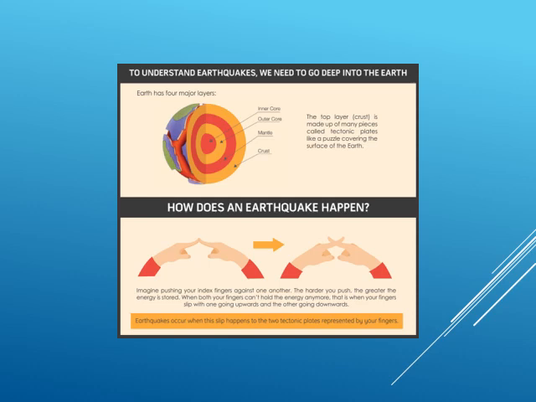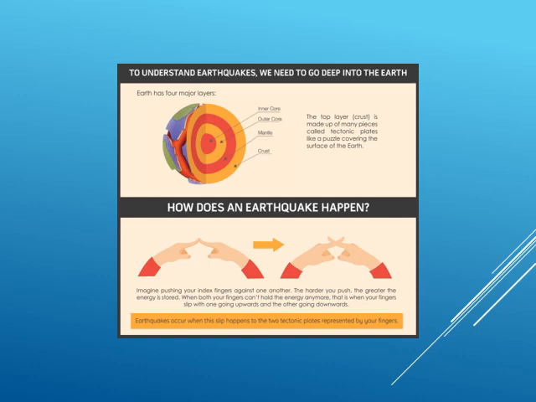And to explain that better, children, you can see in this slide, supposing you push your index fingers against one another. The harder you push, the greater is the energy stored. When both your fingers can't hold the energy anymore, it is then that your fingers slip with one going upwards and the other going downwards. So, earthquakes also occur in the same way when this slip happens to the two tectonic plates.